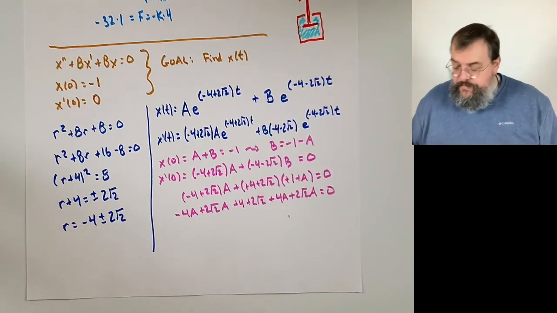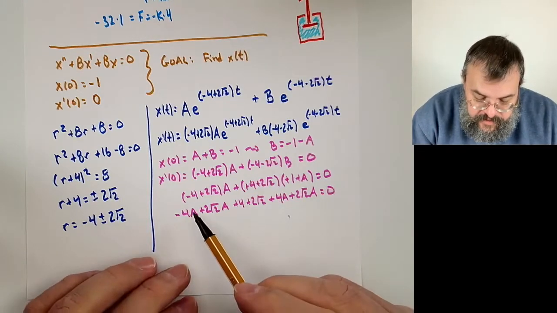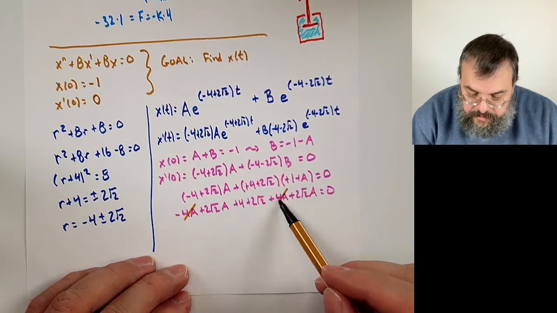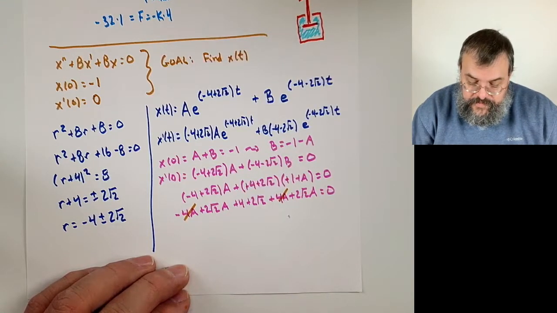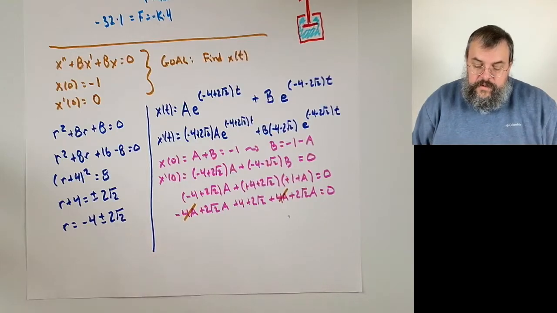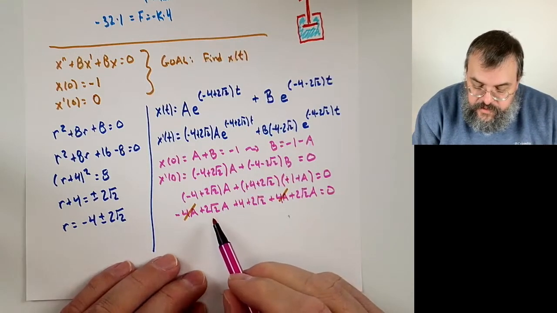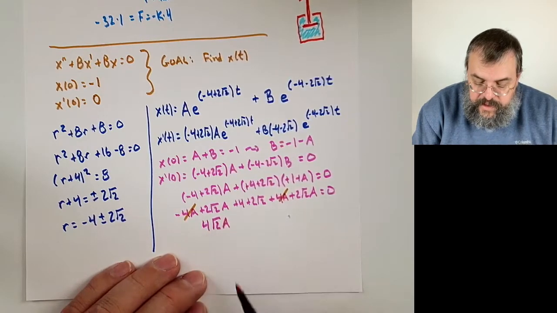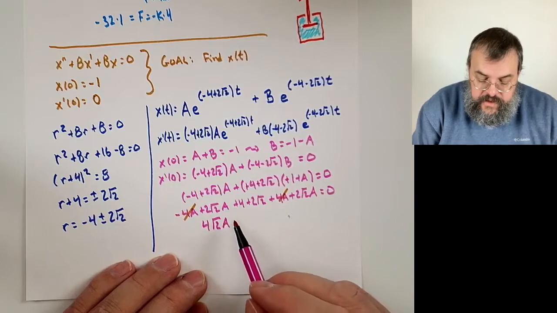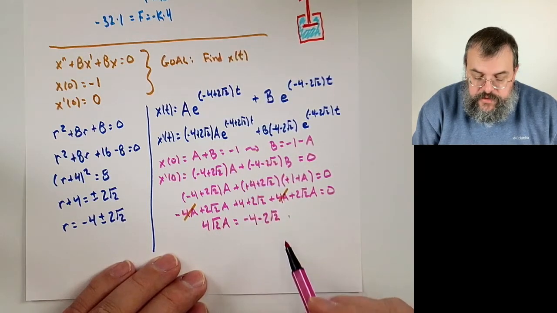And hopefully we can get a little bit of cancellation here. And we do get some. The minus 4a and the plus 4a, those cancel. So that's the good news. And what do we have? Well, we get 2 root 2 plus 2 root 2, so that's 4 root 2 times a equals, move that to the other side, minus 4 minus 2 root 2.